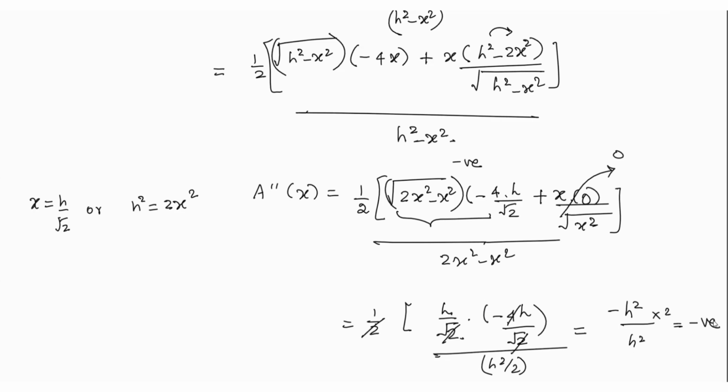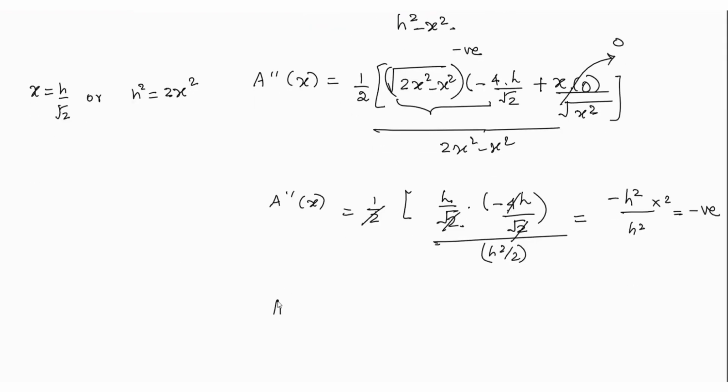As long as the value is negative for A double dash of x, we can conclude that area A of x is maximum for that particular critical point, that is x is equal to h divided by root 2. So by using the second derivative, we have proven that the area is maximum for the given critical point.